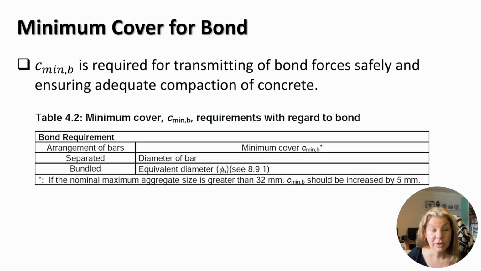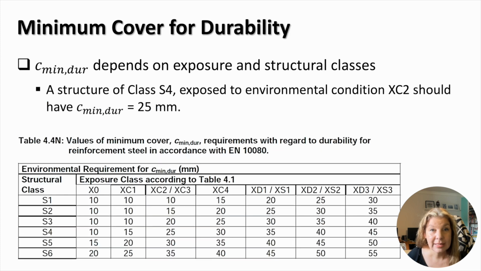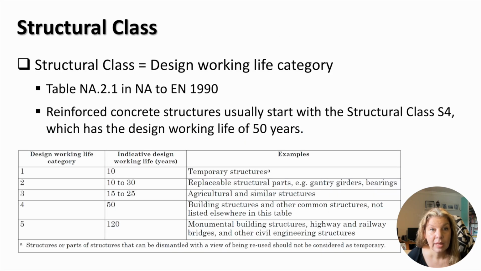The minimum cover for bond is taken as the diameter of the bar or an equivalent diameter of a bundle of bars for which the cover is calculated. The minimum cover for durability depends on the exposure and structural class. Table 4.4n in Eurocode 2 defines the minimum cover for durability. For example, a structure of class S4, which is exposed to the environmental condition XC2, should have a minimum durability cover of 25 mm.